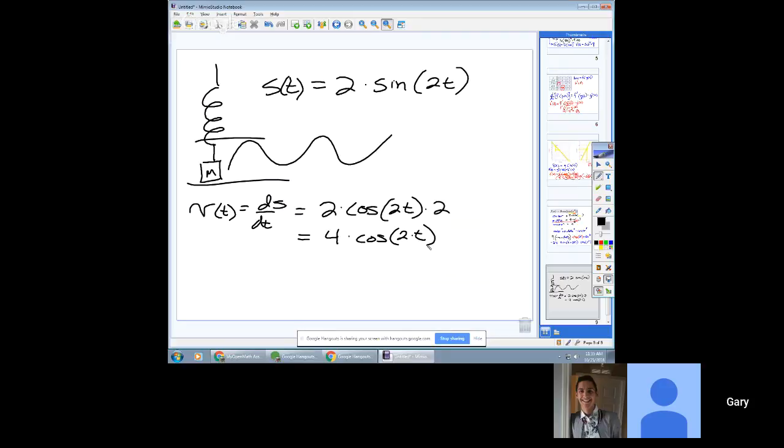And so then we can figure out what's the velocity at 3. We just plug in 3. 3 seconds in, the velocity is going to be 4 times the cosine of 2 times 3, or 4 times the cosine of 6. Oh, I don't know if everybody knows this. I've mentioned it maybe once, but not enough. Anytime trigonometric functions are involved in a calculus class, never, ever use degrees. You always have to use radians.